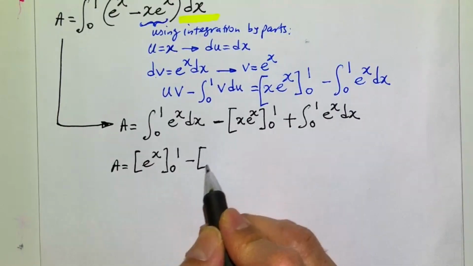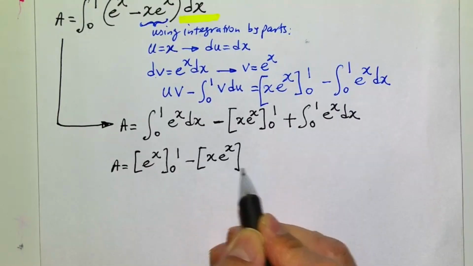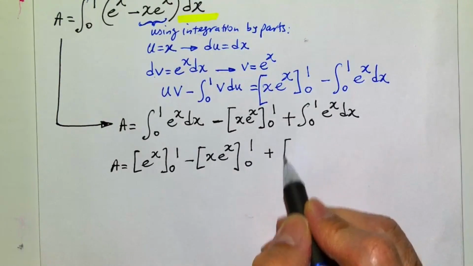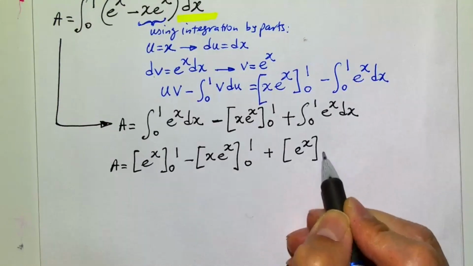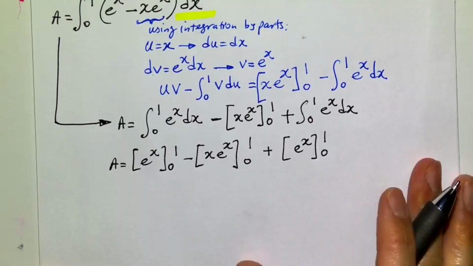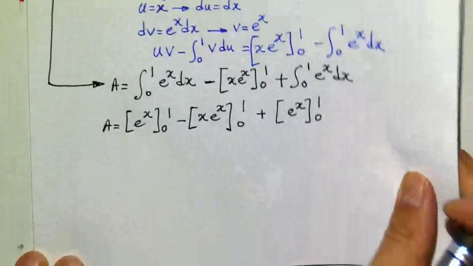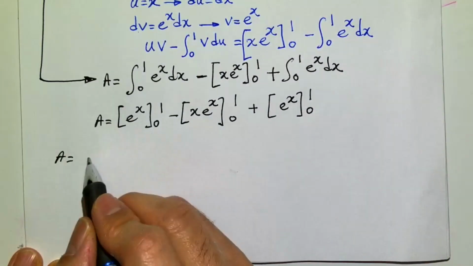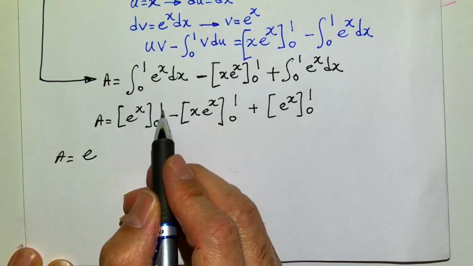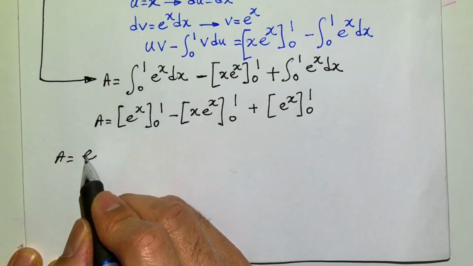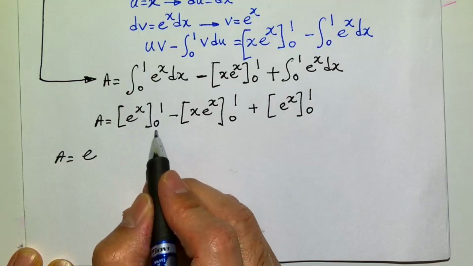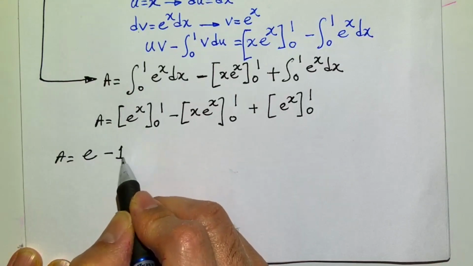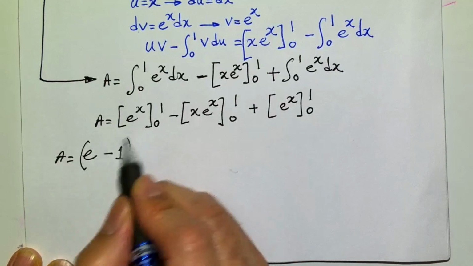So minus, again, x times e to the x from 0 to 1. And this one also, it's easy. We have e to the x going from 0 to 1. Okay, so now we can plug in. So that will be plugging in 1 for x. We get e. And then plugging in 0 for x, we get e to the 0 is 1, so minus 1, right? That's just that.